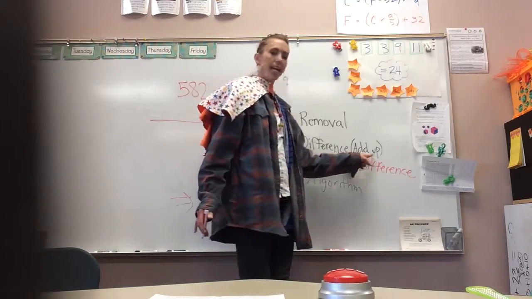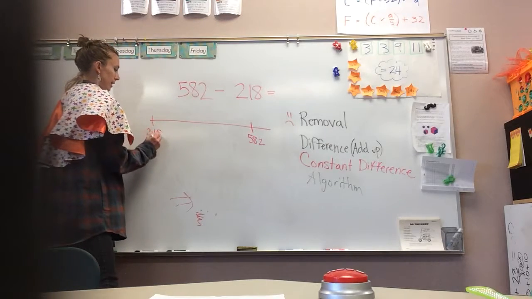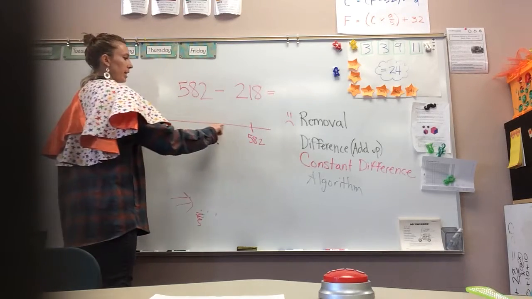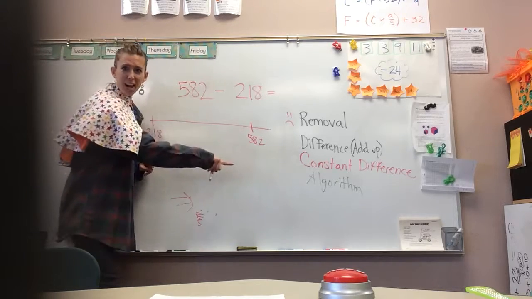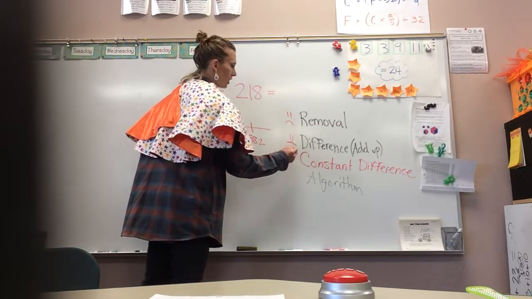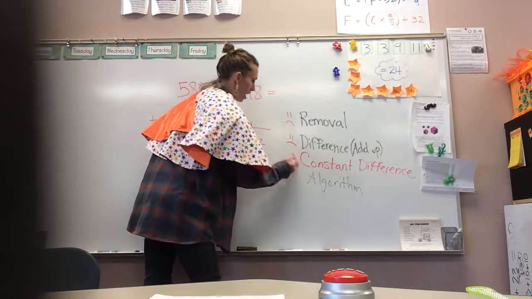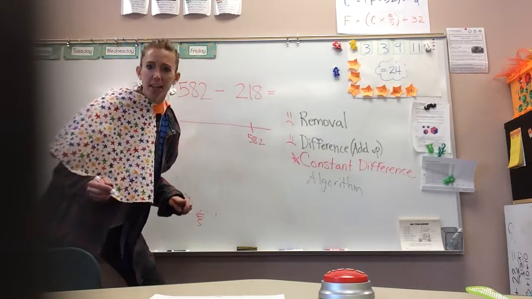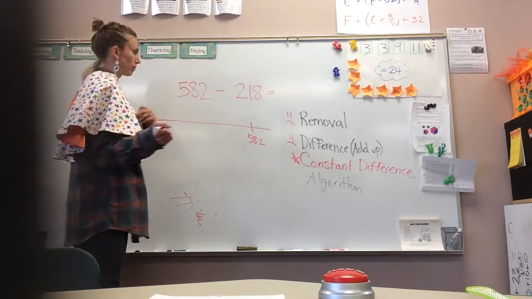Let's go to the difference, adding up strategy. 582 and 218, and we need to add up until we get to 582. Whoa, we're in the 200s. We need to get to the 500s. That's far. That's not very close together, so not really. I don't really want to do that one. Oh my gosh, star power, the constant difference strategy. Yes. Let's try it out.